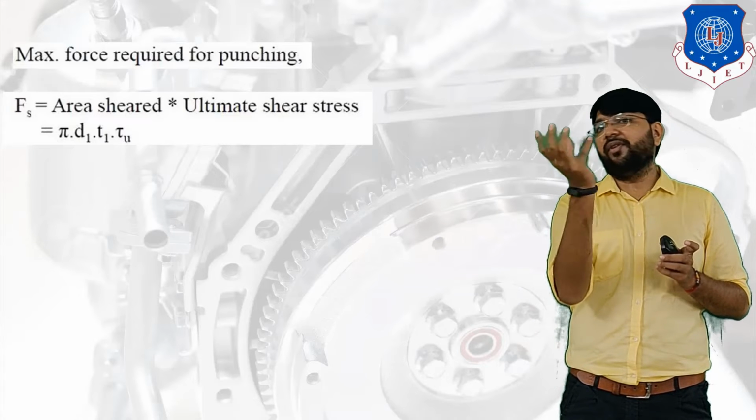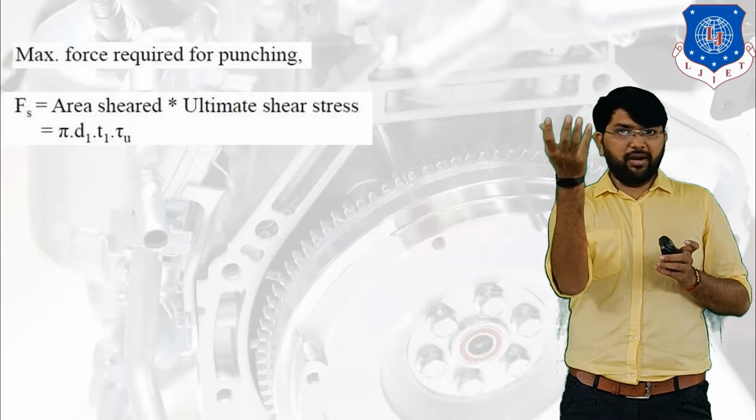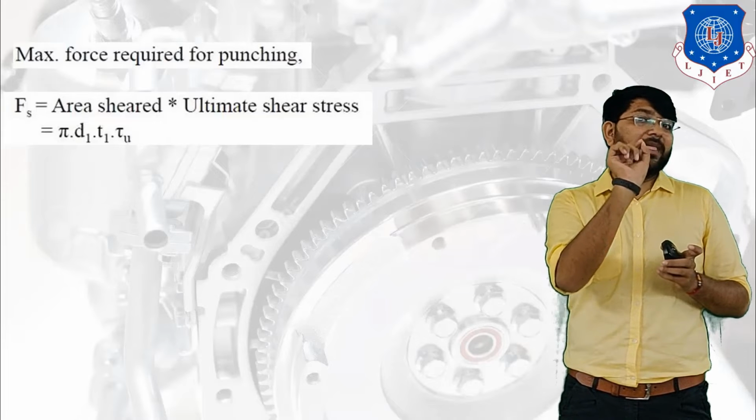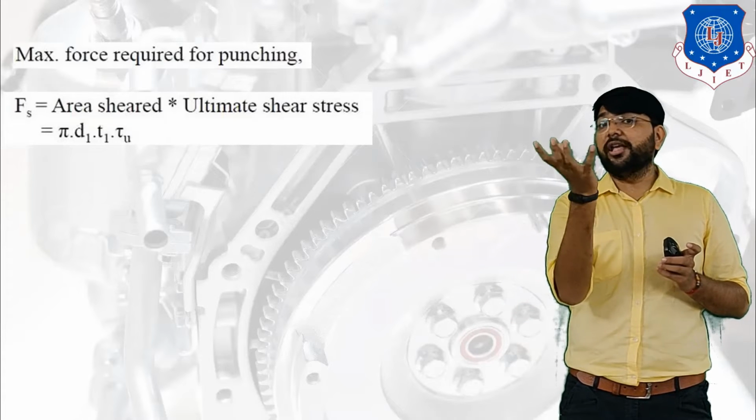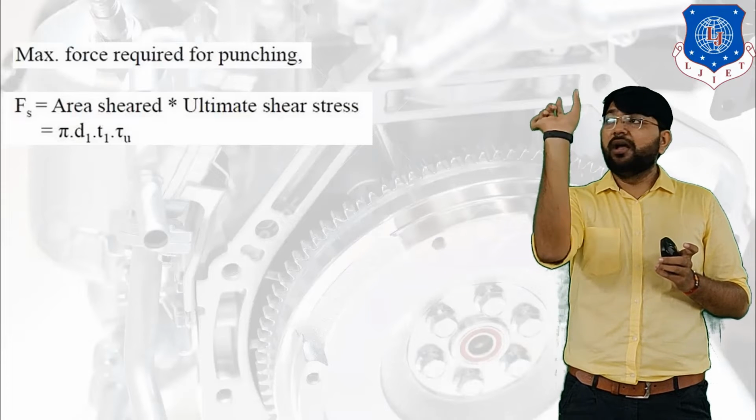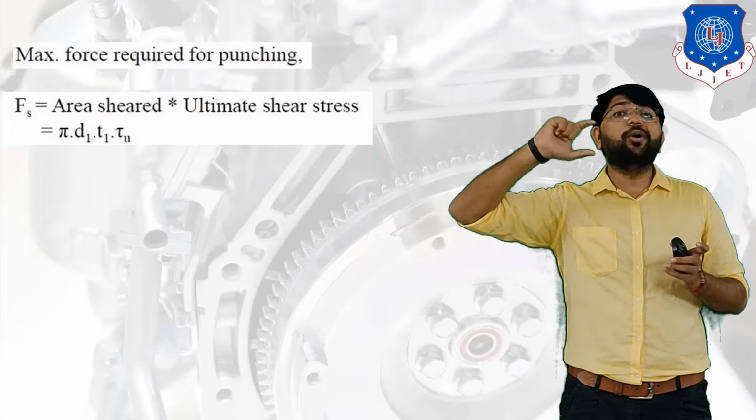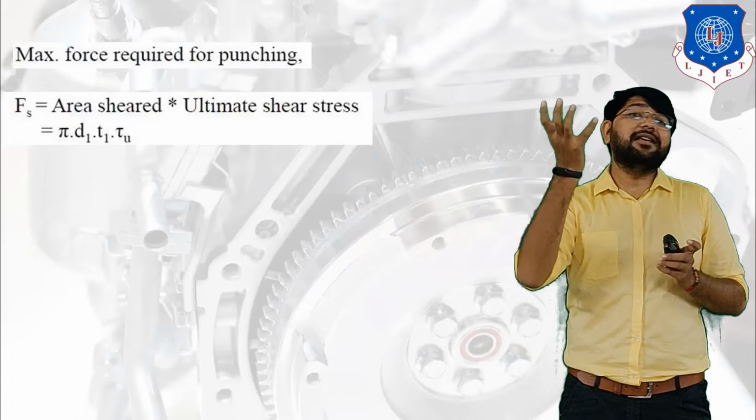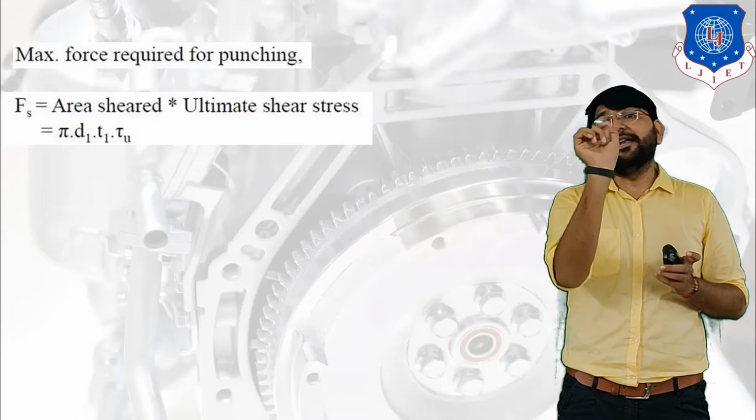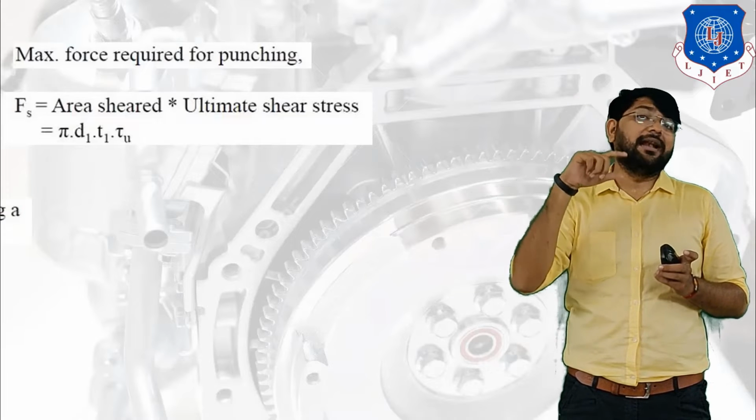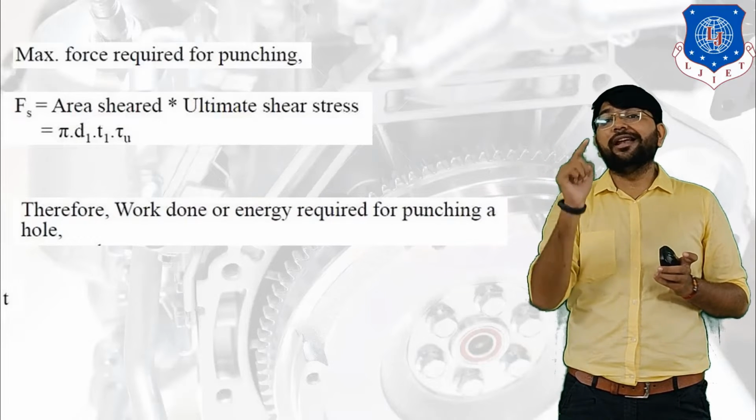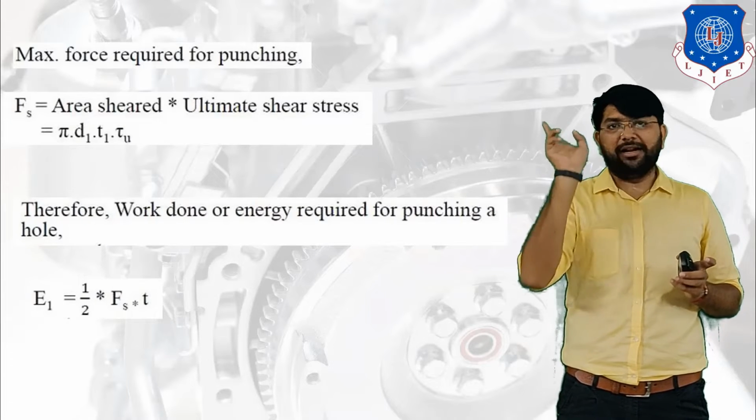The diameter of the hole is D1, so the perimeter of the hole is pi into D1. If we want to find the area, we have to multiply this perimeter by its thickness. So the area of the sheared hole is pi into D1 into small d1.